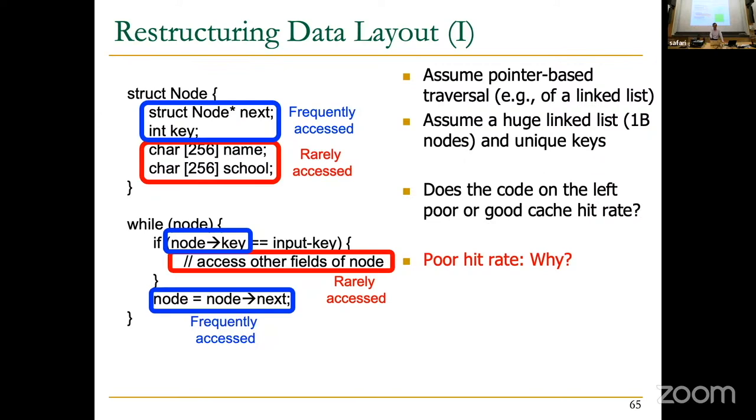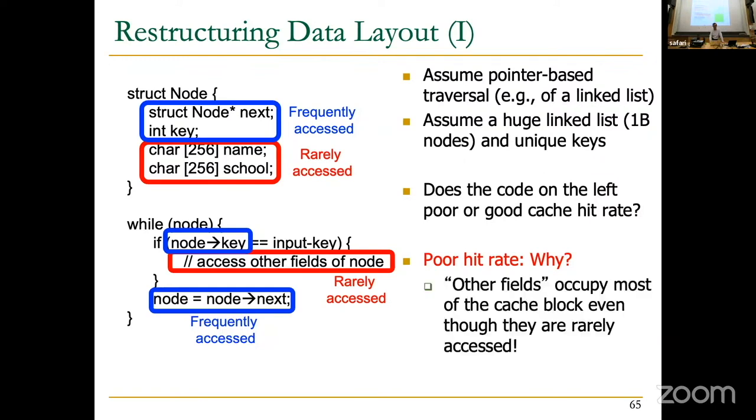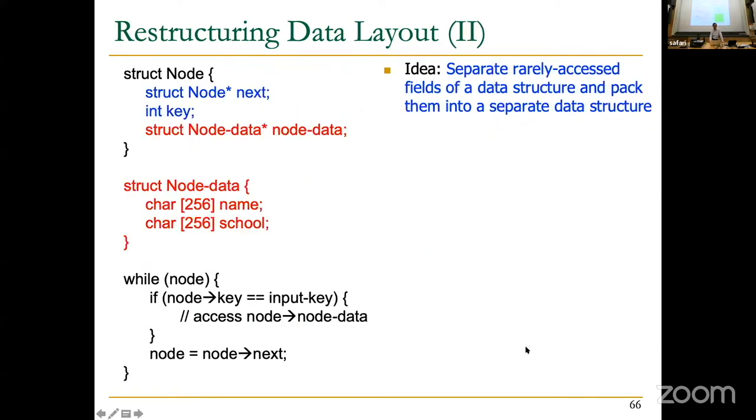This could have been worse, actually. The layout may have been such that next and key are separated from each other, so every node gets 2 cache misses, essentially. Basically, other fields occupy most of the cache block, even though they're rarely accessed. That's the problem. So the key idea is very simple.